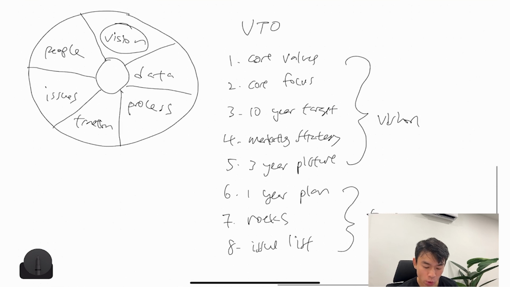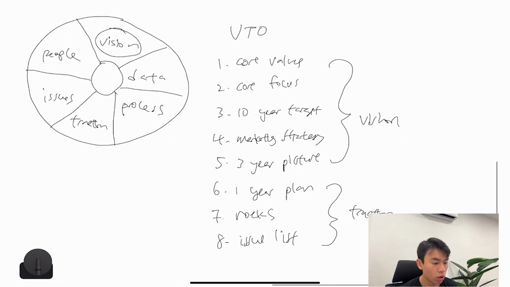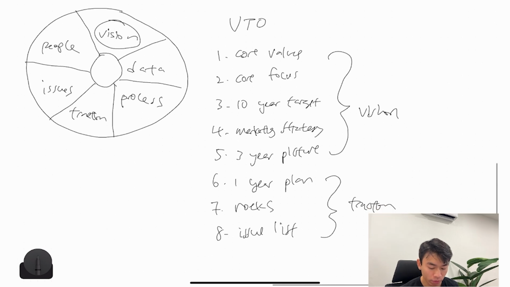So here are the 8 questions that we have to answer to solve the VTO. The VTO, which is a Vision Traction Organizer, right? To understand our core values, our core focus, our 10-year target, our marketing strategy, and our 3-year picture, right? That's for the vision. And for traction, we have to understand our 1-year plan, our rocks, as well as our issue list. So by answering all questions, you'll know where you are, what you are, where you're going, and how you're going to get there.